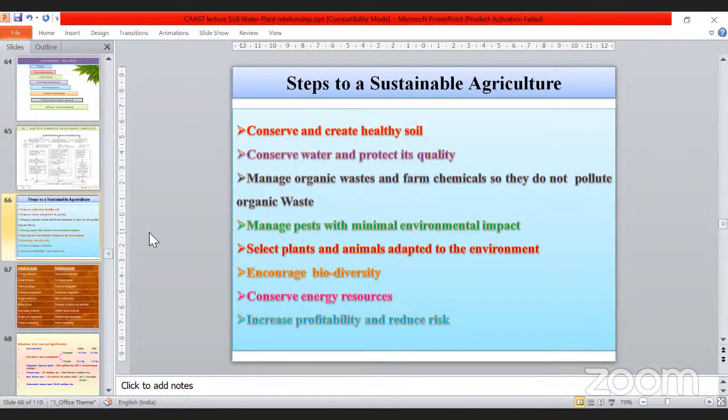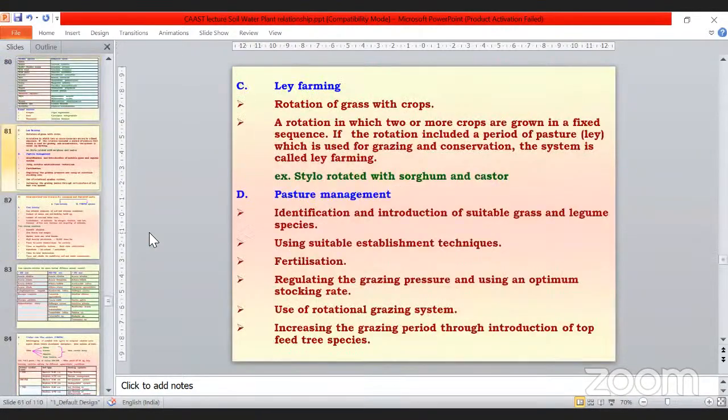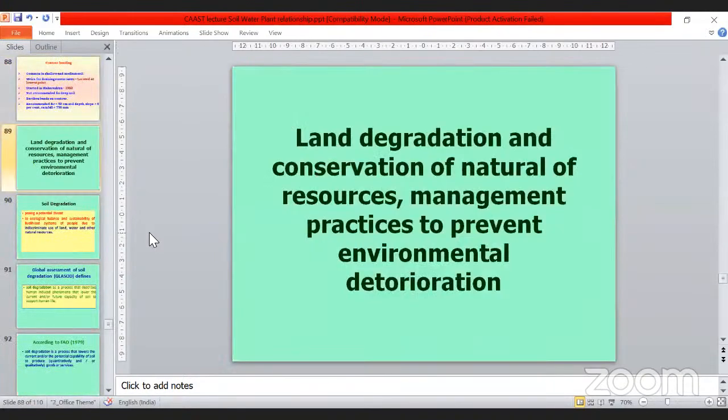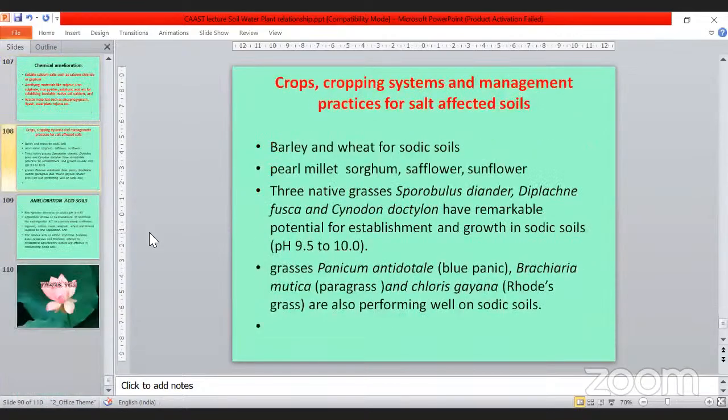Encourage biodiversity, conserve the energy resources, and increase the profitability and reduce the risk, because if you are not hiding anything, it is going to reduce any type of losses. So this is all we can say, because this is another topic. I don't want to share or discuss that one.